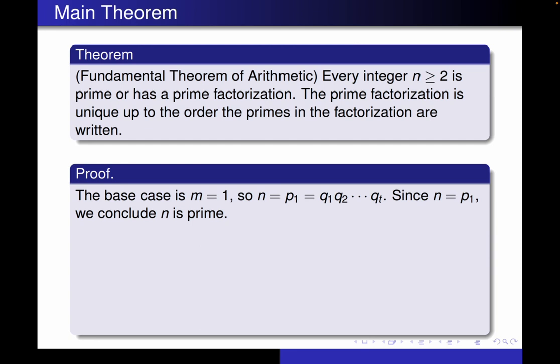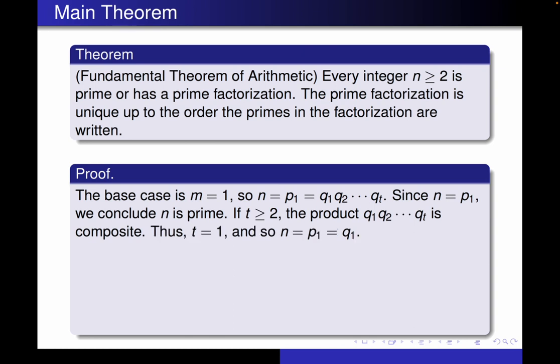Now, n is equal to p1. p1 is a prime. That means n is prime. But if n is prime, that means it doesn't have any factors other than n and 1. However, the product q1 through qt has a bunch of factors other than 1 and n. For instance, q1, q2, all the way through qt. And that means that q1 through qt is a composite number, so that cannot be equal to n.